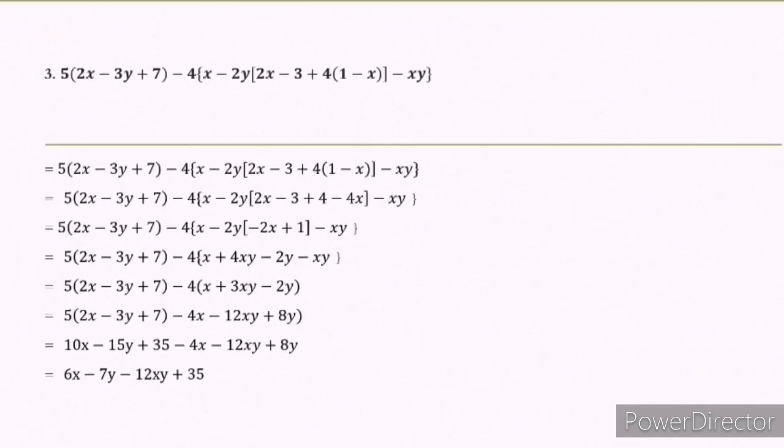We get 6x minus 7y minus 12xy plus 35. From 10x minus 4x is equal to 6x. 15y minus 8y is equal to 7y. Then copy the negative 12xy, then positive 35. That's the answer.